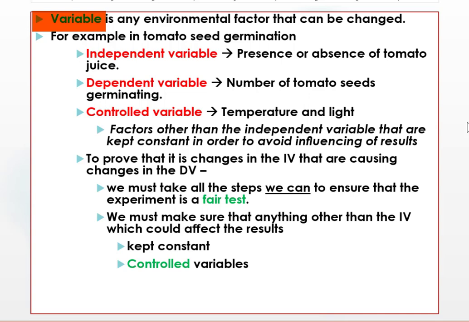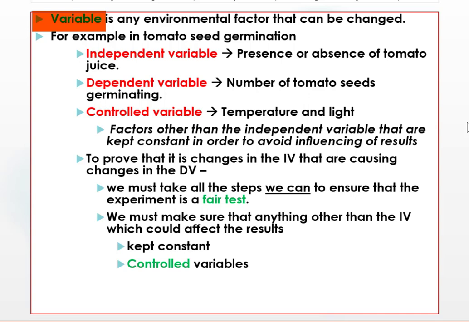First, we have to describe variable. A variable is any environmental factor or stimulus or event that can affect all living organisms in a given ecosystem. To see the interaction of variables in a given ecosystem, let us take an example here: tomato seed germination.